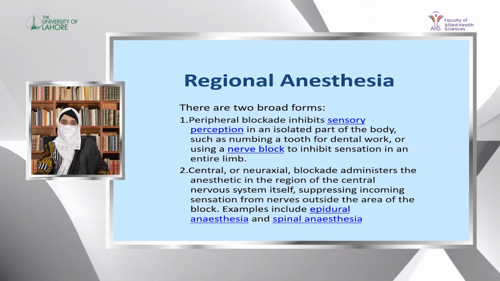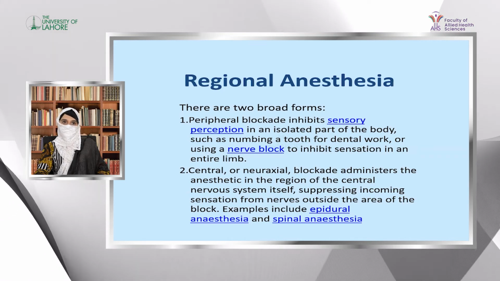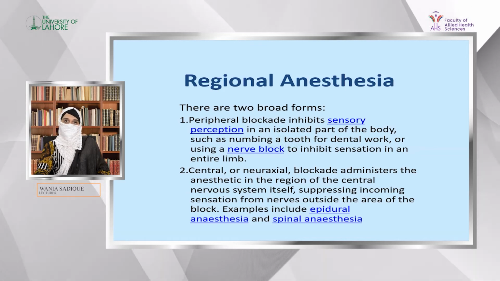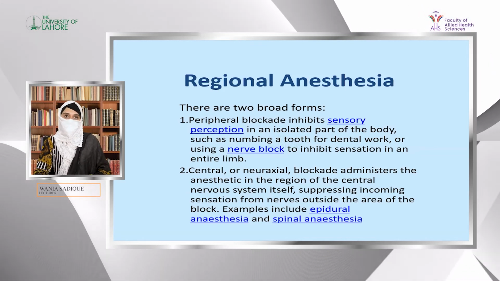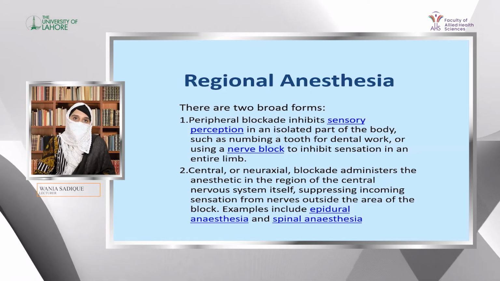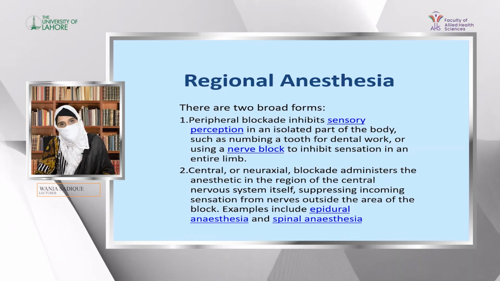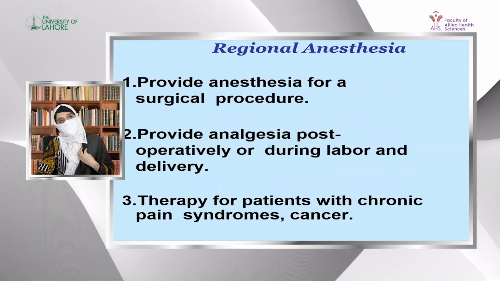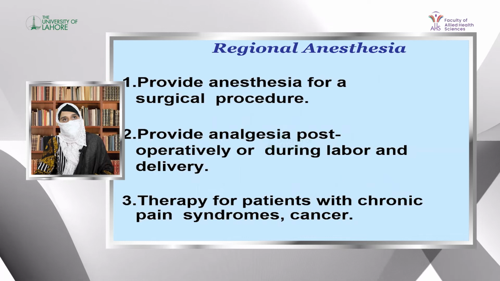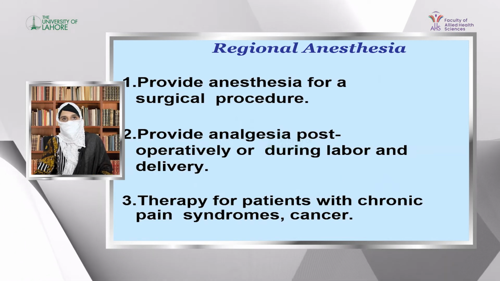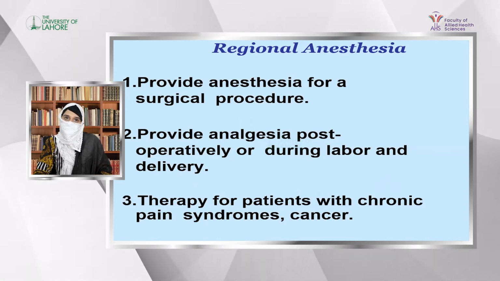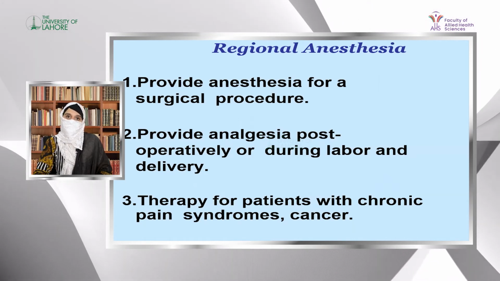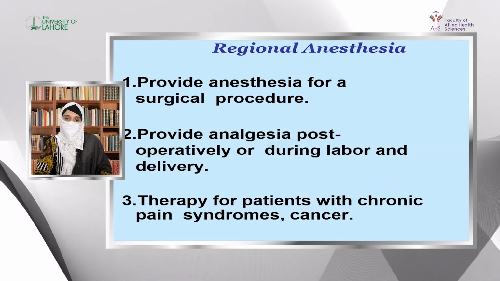On the other hand, central or neuroaxial blockade administers the anesthetic in the region of the central nervous system itself, suppressing incoming sensation from nerves outside the area of the block. Examples include epidural anesthesia and spinal anesthesia. Next, we have some uses of regional anesthesia. Regional anesthesia provides anesthesia for a surgical procedure, provides analgesia post-operatively or during labor and delivery, and therapy for patients with chronic pain syndrome such as cancer.